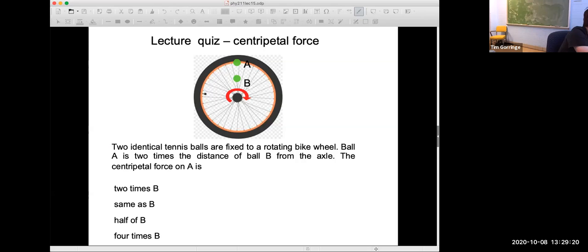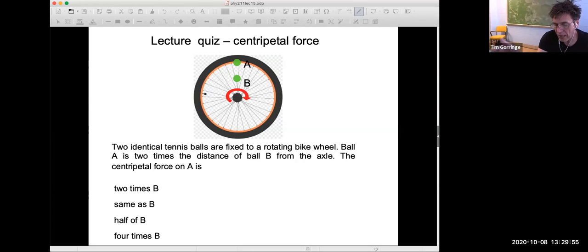And I've got a quiz. Okay, so the answer to this one is that the centripetal force is 2 times larger for tennis ball A compared to tennis ball B. What's happening there is that, firstly, tennis ball A is at twice the radius. So that alone would make the force half as big.